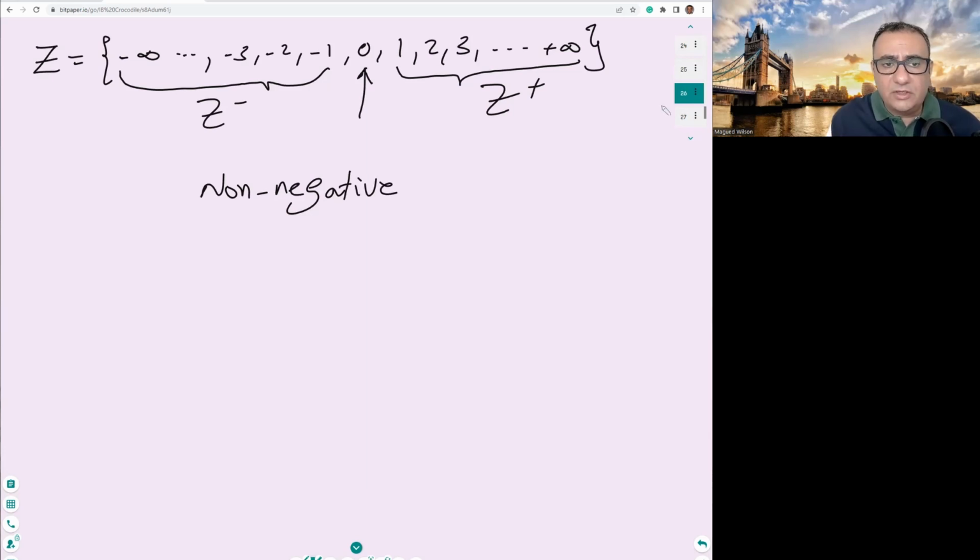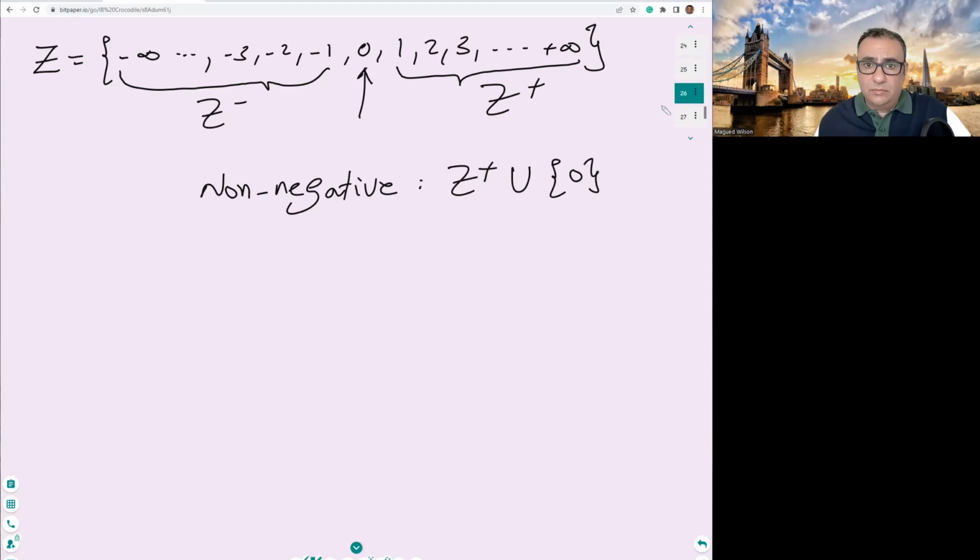Non-negative integers is going to be Z positive union the value of 0, right? Because 0 is not positive again, right? You understand? So 0 is neither positive nor negative. So that's why non-negative means the positive and 0. Okay. Let me give you more examples.